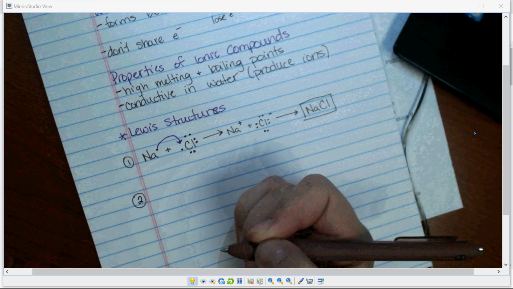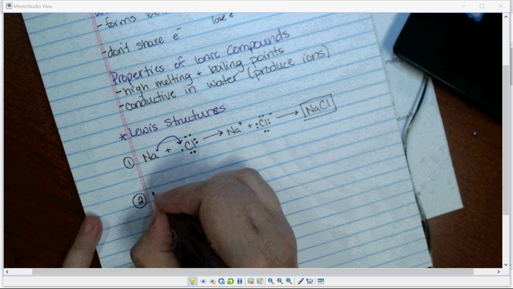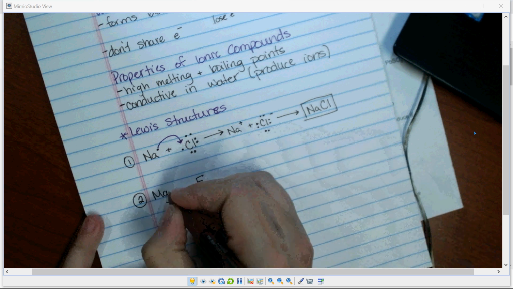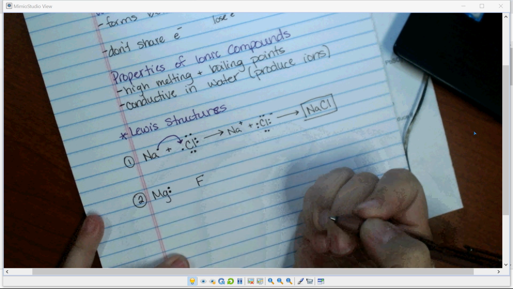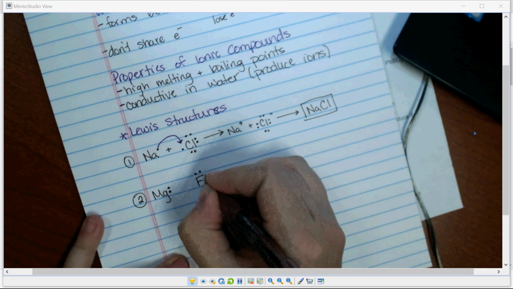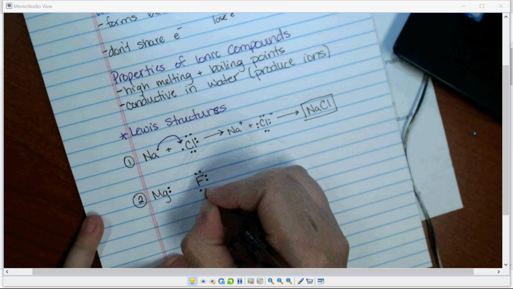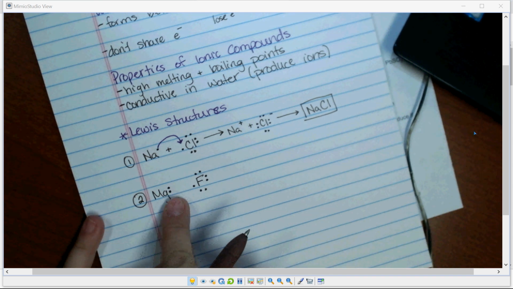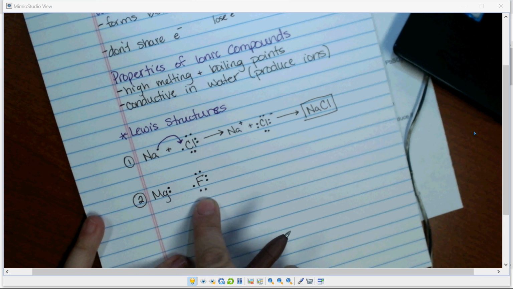Let's do another one. What if we have magnesium and fluorine forming a bond? Magnesium's in group 2, so it has 2 valence electrons. Fluorine is in group 17, just like chlorine, so it has 7. Magnesium is more likely to try and give away these 2 valence electrons than it would be to gain 6 more. Fluorine is happy to accept electrons because it only needs 1 more.